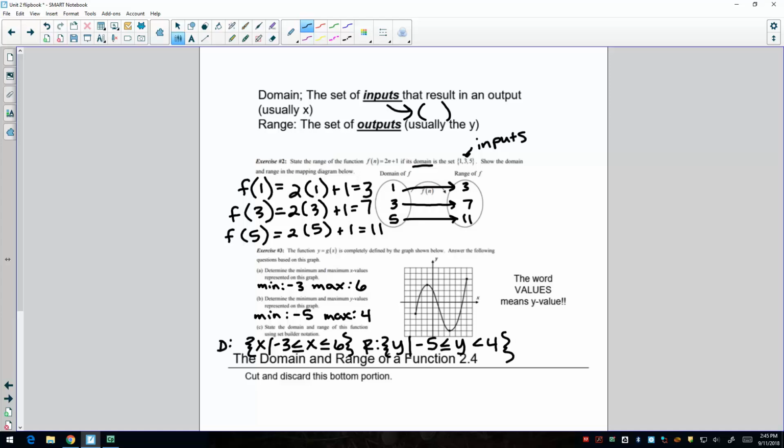Okay? So that is how you do set builder notation. Remember, this reads, the range, they are the y's, all y's such that y is greater than or equal to -5 and less than or equal to 4. And that's it for section 2.4.